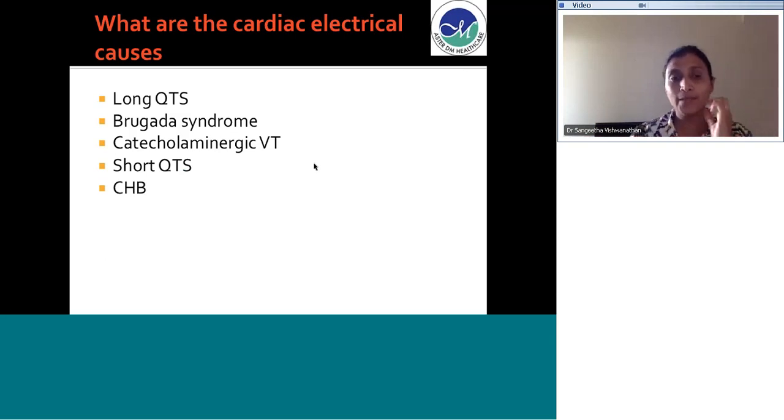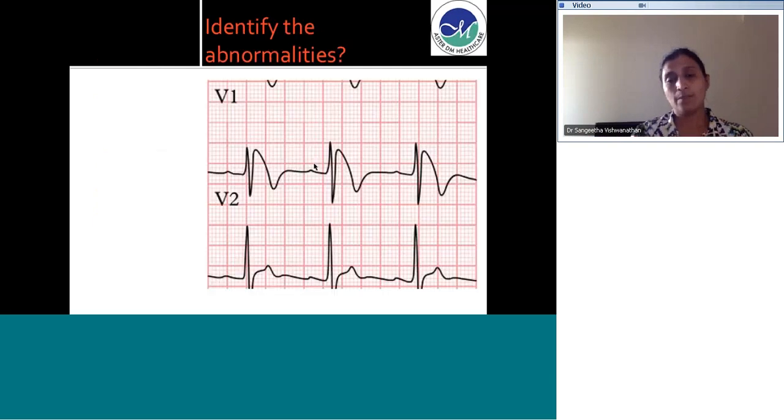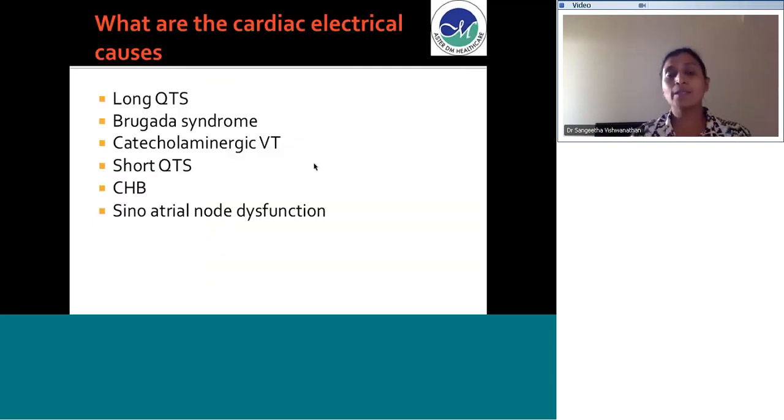So you have all these various channelopathy type conditions, and you have complete heart block, and you have sinoatrial node dysfunction. These are all the various electrical possibilities or causes of syncope. You can also have syncope in the pre-excitation syndromes. I haven't mentioned that here. So pre-excitation syndromes or SVT type situations, atrial arrhythmias, and pre-excitation syndromes can also cause syncope.